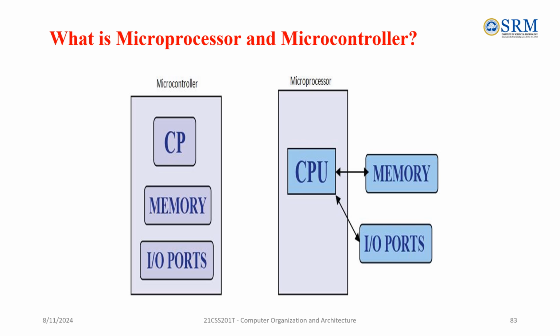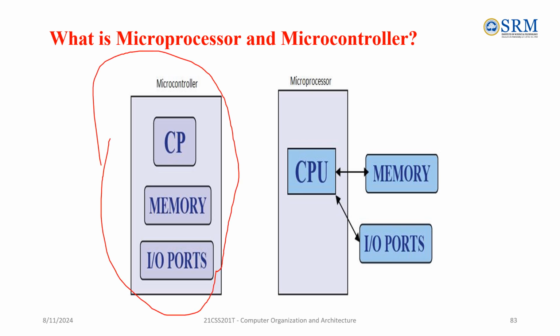So if you look at this diagram itself, you will know what is the difference between a microprocessor and a microcontroller. If you look here, this whole thing is a microcontroller. So it has a processor, it has memory and I/O ports. Whereas in a microprocessor, I have only the CPU, and memory and I/O ports are added to it.